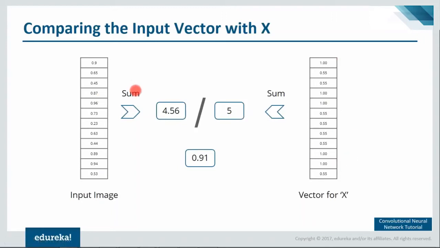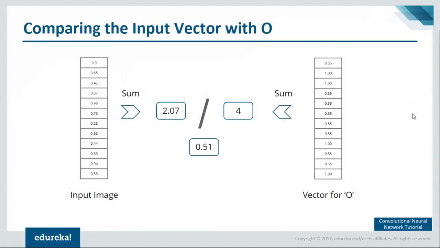And now I'm going to sum the corresponding values of my input image vector as well. So the first value is 0.9, then the fourth value is 0.87, fifth value is 0.96, 10th value is 0.89, and the 11th value is 0.94. After doing the sum of these values, I've got 4.56. When I divide this by 5, I got 0.91, right? Now this is for X.